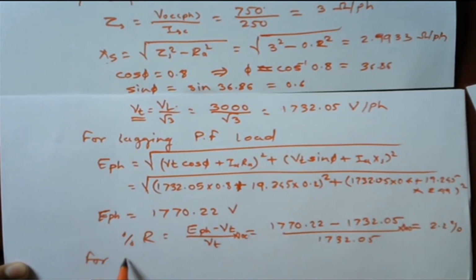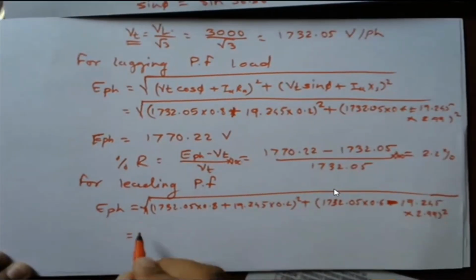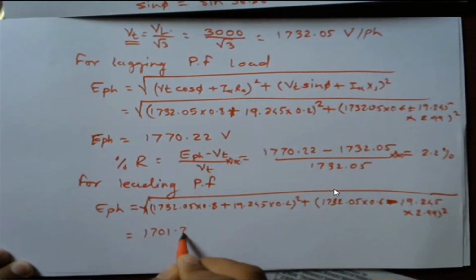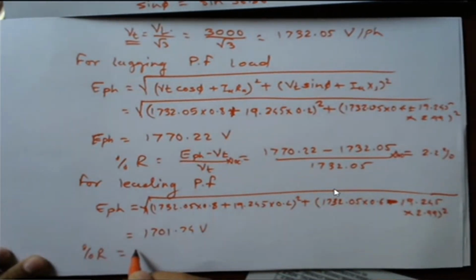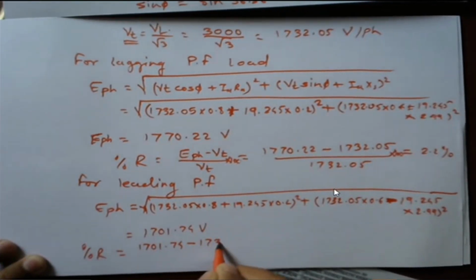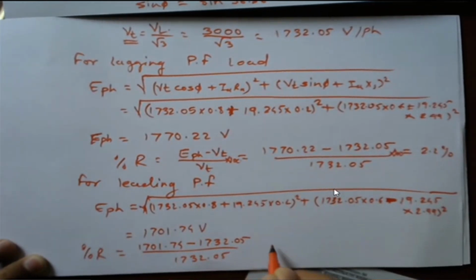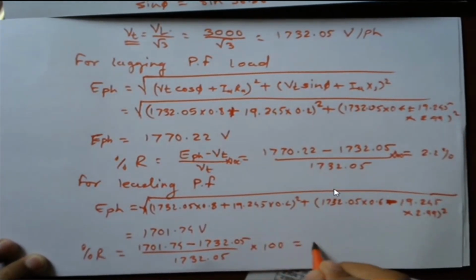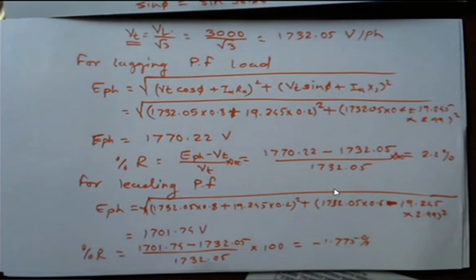And for leading power factor, EPH comes as 1701.74 volt. So finally, the percentage voltage regulation will be (EPH minus Vt) divided by Vt into 100. EPH is equal to 1701.74 minus Vt, 1732.05, divided by 1732.05, into 100. So this will be minus 1.775%. Okay. I hope you understood this.